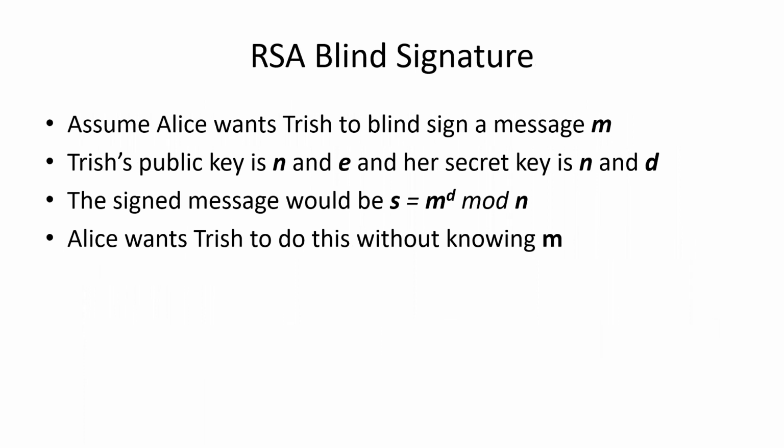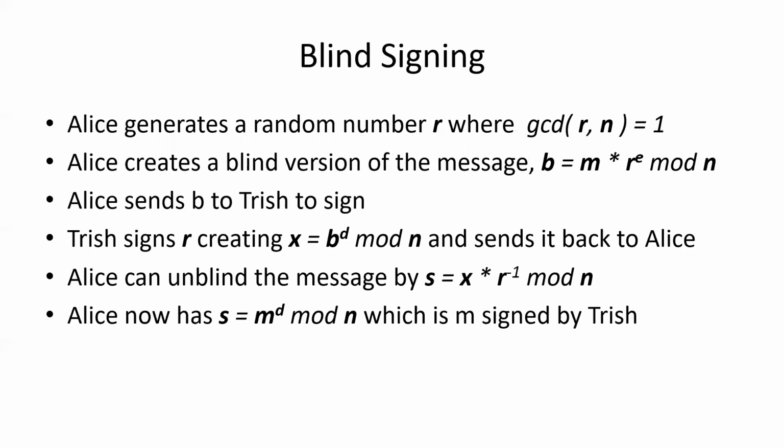We can do this with the RSA algorithm. So in this case, Alice wants to send Trish a blind signed message. Apparently, in all the literature for blind signatures, instead of Alice and Bob, it's Alice and Trish. Okay. And of course, the message is M. Trish's public key is N and E, just as before, and D is the secret key. So in typical signing, there would be the typical signed message. But we want to do this without Trish knowing the contents of M.